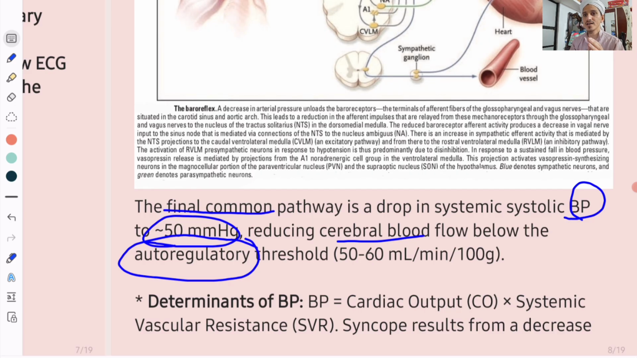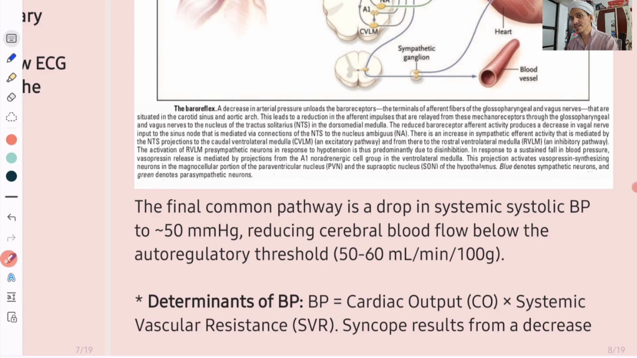To some extent it can tolerate a decrease in BP, but when the blood supply falls below the threshold, that is approximately 50 to 60 ml per minute per 100 gram, then the patient will have pre-syncope along with TLOC or syncope. Okay, so the final common pathway is decreased cardiac output, decreased systolic BP.